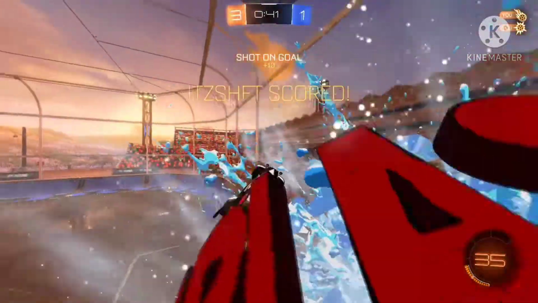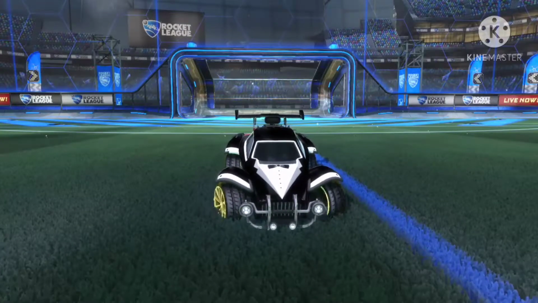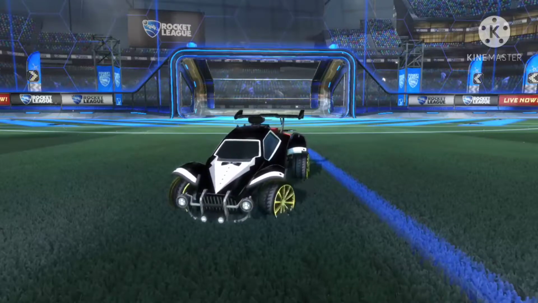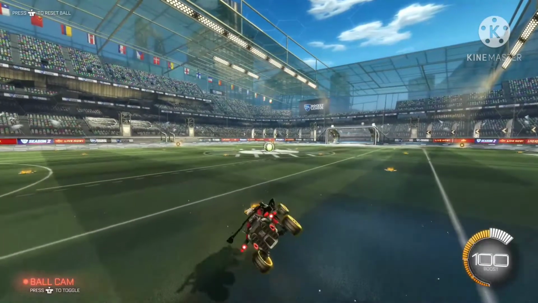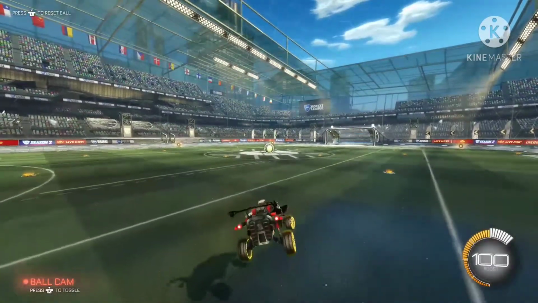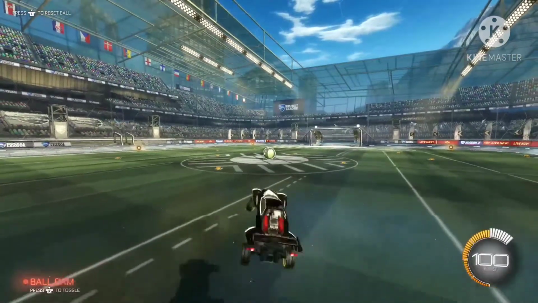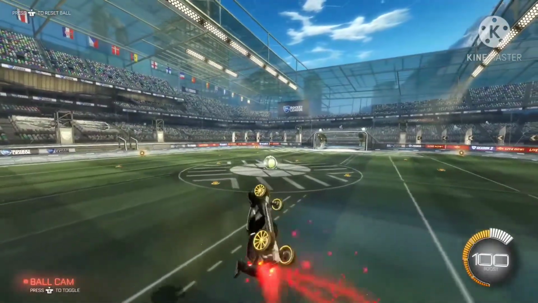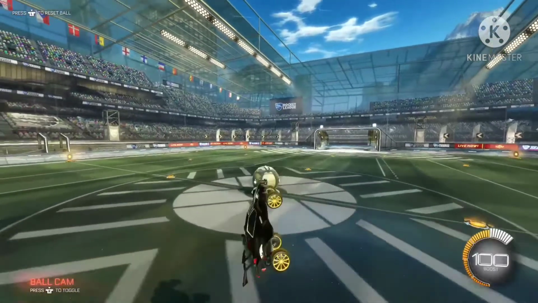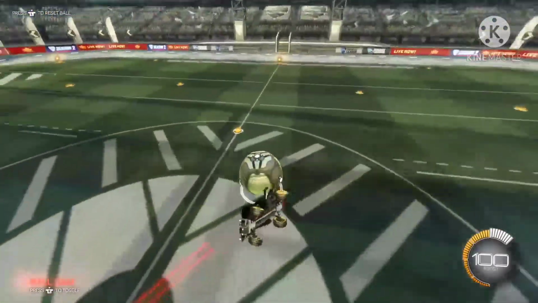Now the first thing you need to know is the main difference between normal air roll and directional air roll. With normal air roll, you can only roll your car side to side, whereas with directional air roll, you can roll your car while you're changing directions. So now that you know the key difference between the two, I'm going to be going over the pros and cons to each.